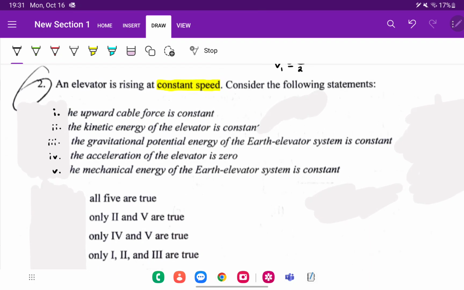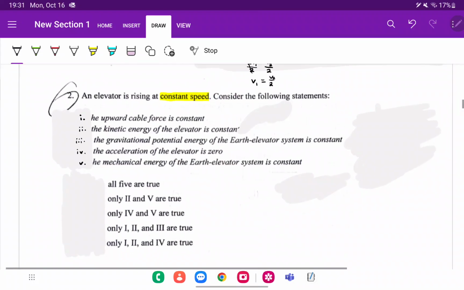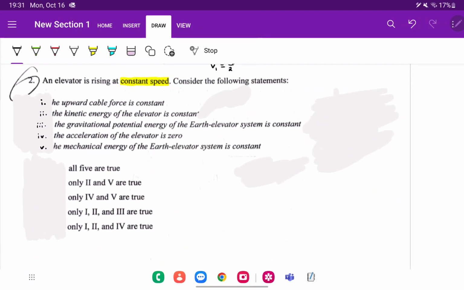So we're looking at this first one. The upward cable force is constant. So let's draw out a picture of what this looks like. We have an elevator. It's going to be a box. We've got a cable pulling it. And then we have, in our free body diagram, some weight, the force of gravity, and a force up is the cable. Force of the cable. So, the upward cable force is constant.